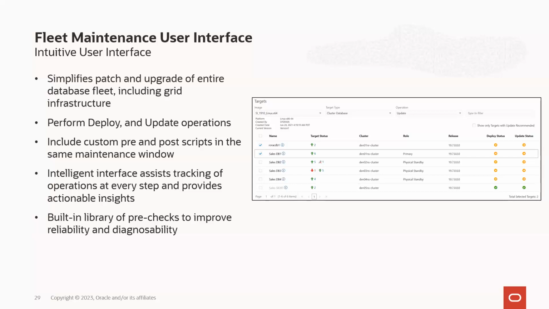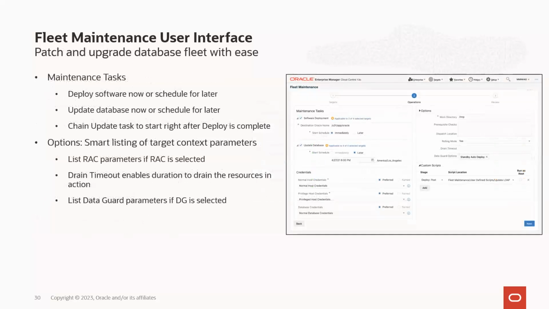There are built-in pre-checks to improve the reliability and diagnosability of the patching operations, which you can make use of before submitting the actual patching operation. You can schedule deployment and update of database maintenance tasks based on your requirements. UI gives you an option to start right away or at a later time. There are smart listing of options. UI shows you target context field in options section for you to choose. If there is a rack target you're trying to update, it will show you only rack specific parameters, so you can easily choose parameters of importance for you.